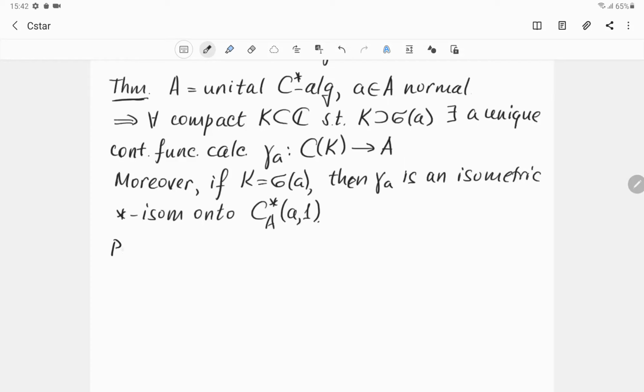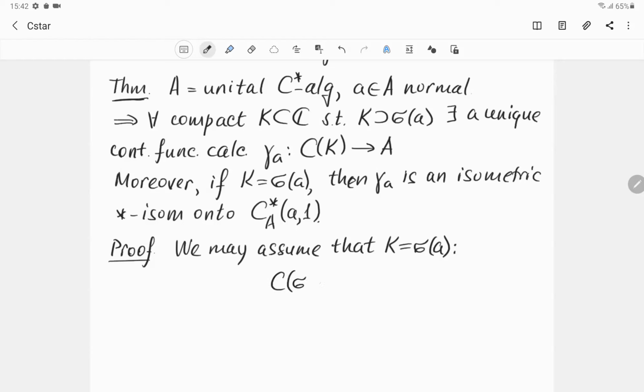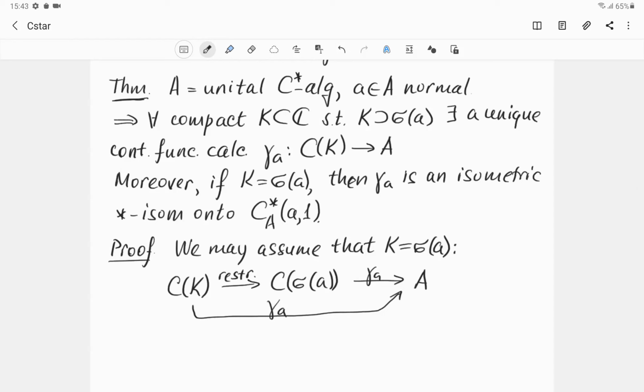Okay, let's now prove this result. First of all, we may assume from the very beginning that K is exactly the spectrum. Indeed, if we already know that the functional calculus on the spectrum exists, and if K is a compact set which contains the spectrum, we can simply compose this gamma with the restriction map from C of K to the algebra of continuous functions on the spectrum. So this is the restriction map, and the composition will be the functional calculus on K. So it suffices to prove the theorem in the case where K is exactly the spectrum.